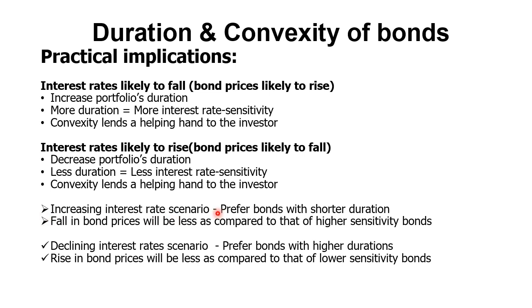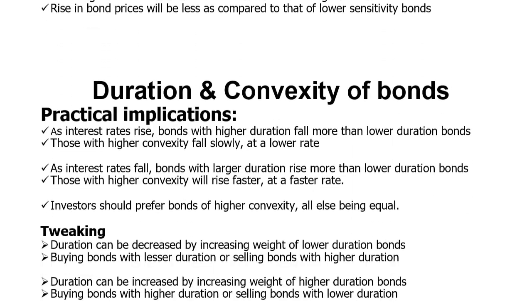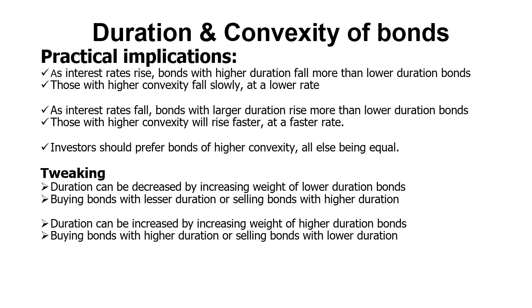In an increasing interest rate scenario, one should prefer bonds with shorter duration, as the fall in bond prices will be less as compared to that of higher sensitivity bonds. On the other hand, if the interest rates are expected to fall, bonds with higher durations should be preferred. The duration of a portfolio can be decreased by increasing the weight of the lower duration bonds, for example by buying bonds with lesser duration or selling bonds with higher duration. Similarly, portfolio duration can be increased by increasing the weight of higher duration bonds, that is by buying bonds with higher duration or selling bonds with lower duration.